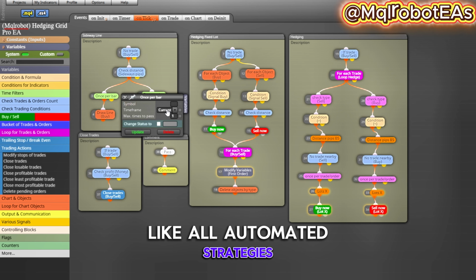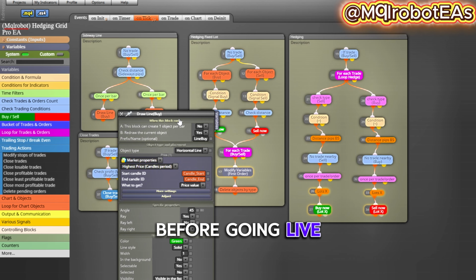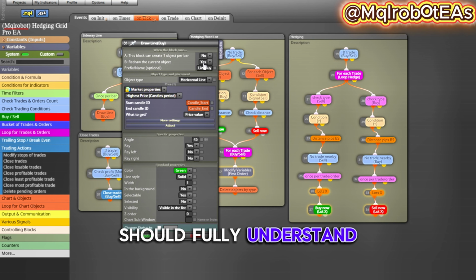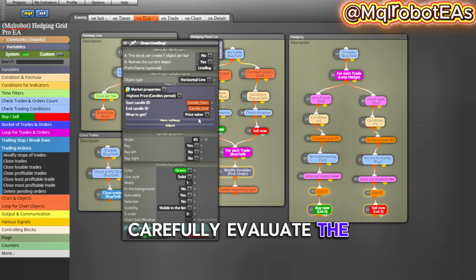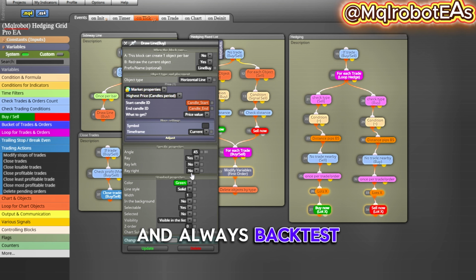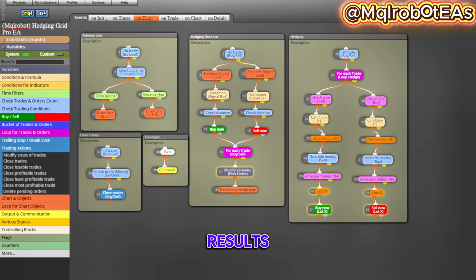Like all automated strategies, it's not a plug-and-play money machine. Before going live, traders should fully understand the logic behind grid and hedging systems, carefully evaluate the risks, and always backtest with 99.9% tick data for realistic results.